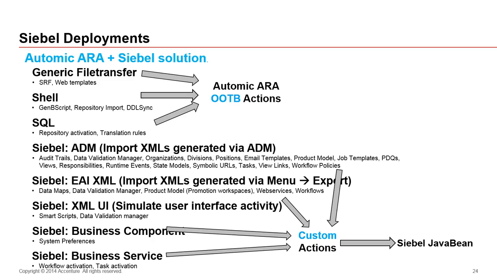So, what does the Atomic Ara Siebel solution look like? There are two parts to it. The first are the out-of-the-box Ara actions. So these are the standard file transfer, shell interaction, and SQL loading type of actions, and these are part of the standard Atomic Ara implementation, which is exactly what we expected them to do. The second part is where we help them with some additional knowledge specifically about Siebel, to interact with Siebel through a Java API, the Siebel Java Bean.